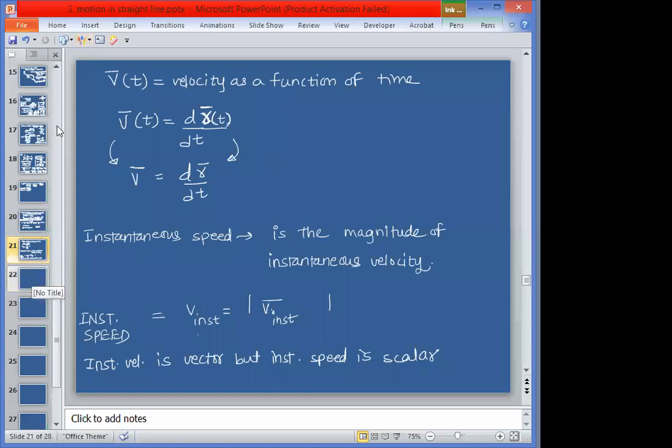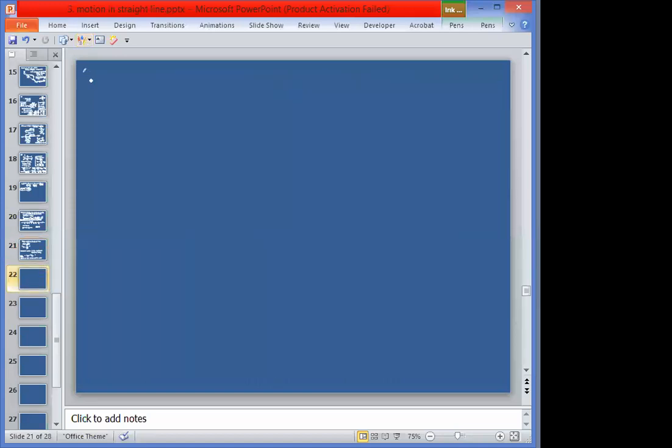Okay, everyone write down question number 3. Let me write down the data given in the question and let us solve it together. The position of the particle moving along the x-axis is given as x equal to 5t square minus 4t plus 20. Position as a function of time. If time changes, x will change.